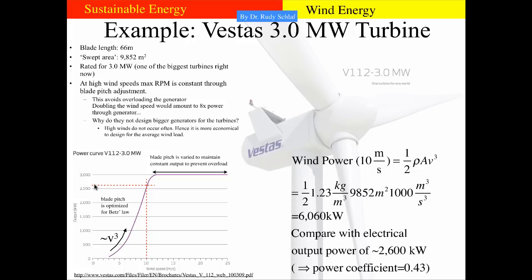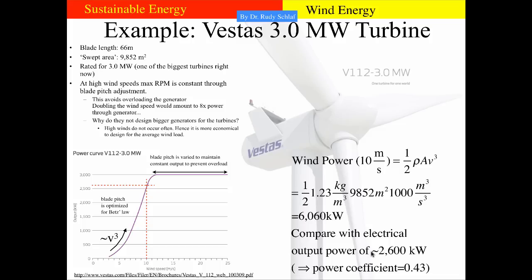So the electrical output power should be about 2.6 megawatts, 2,600 kilowatts. Now the wind power in the wind at this velocity, according to the formula that we just derived a couple slides ago, is the density of the air times the cross-section times the wind speed cubed divided by 2. And so if you do the math, then you arrive at about 6 megawatts. So that's in the wind that goes through the turbine. The output is 2.6 megawatts.